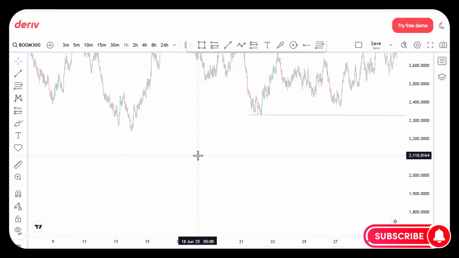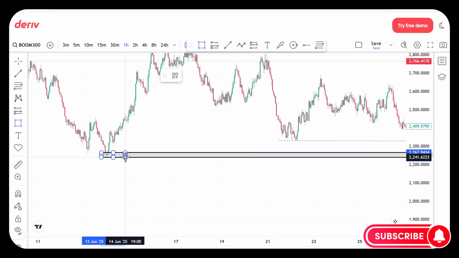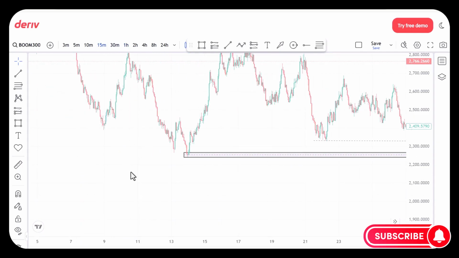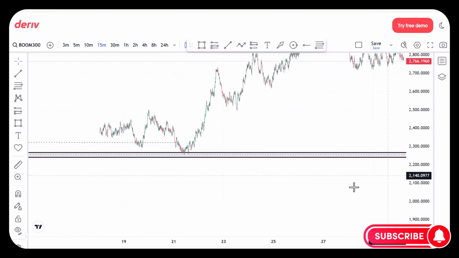Then I was able to spot this unmitigated OB from here. And what is an OB? An order block is the last bullish or bearish candle, depending on the type of order block that you're looking out for, before a massive push to the upward direction, right? So I have this unmitigated OB. Now I have to scale down to what? The 15 minutes. Okay, I have to scale down to 15 minutes for further refinement.